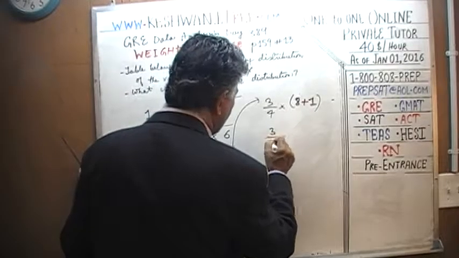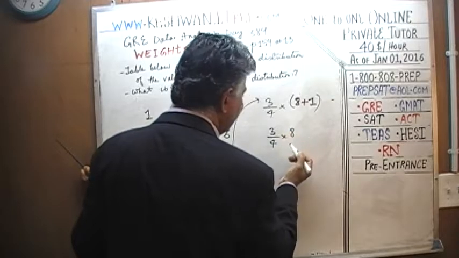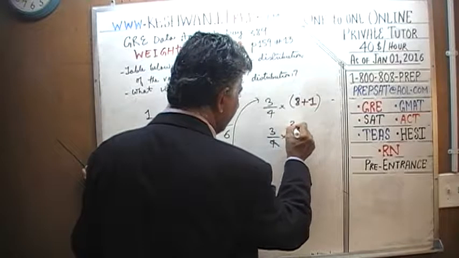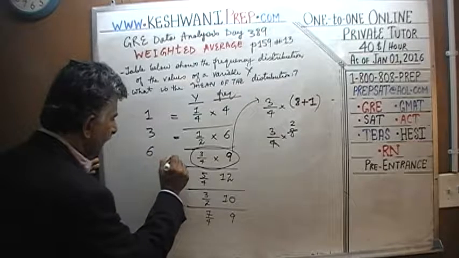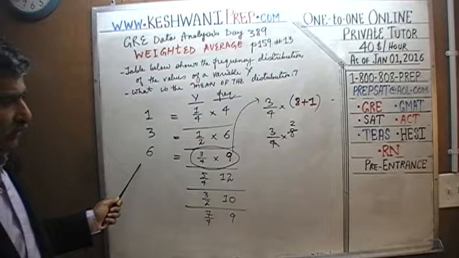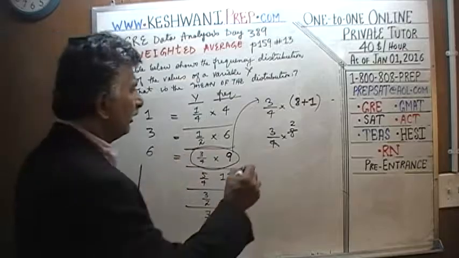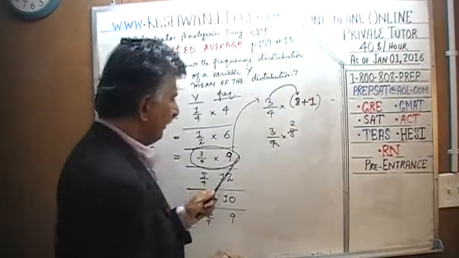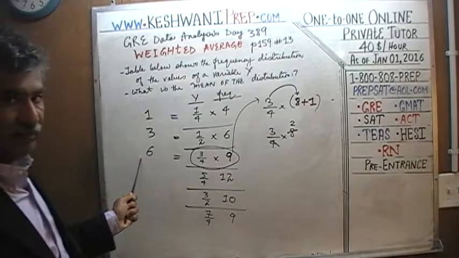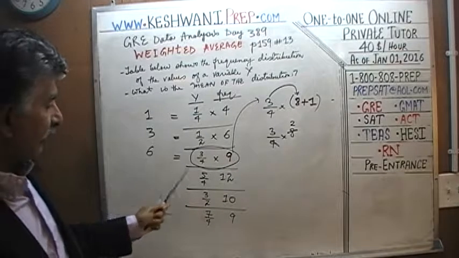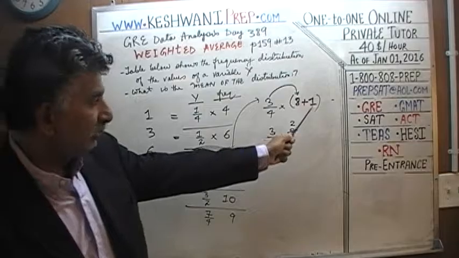We're going to end up with 3 quarters times 8. And 4 is going to cancel away with 8, we get a 2, and we end up getting a 6. What does this 6 represent? 6 represents 8 3 quarters. 8 3 quarters are 6, as you can see right here. We don't have 8 3 quarters, we have 9 3 quarters, which is why we have 1 here.